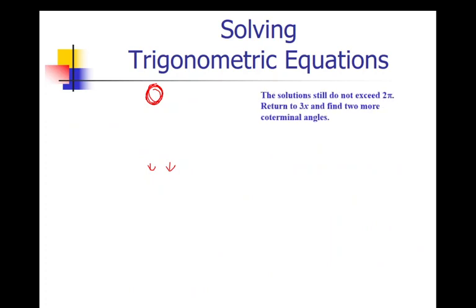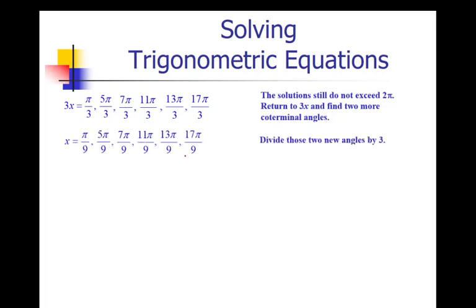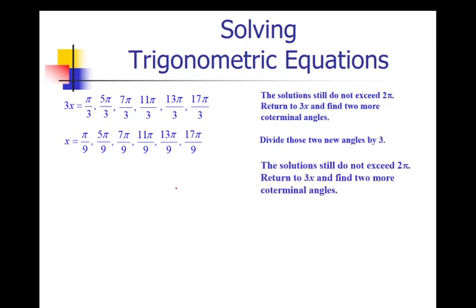I'm going to find solutions using my original ones, and again, add 2 pi. So now I added 13 pi over 3 and 17 pi over 3. Then we divide those by 3. 17 pi over 9. Is that bigger than 2 pi? Nope, still not. Because 18 pi over 9 is 2 pi. So we do it one more time.